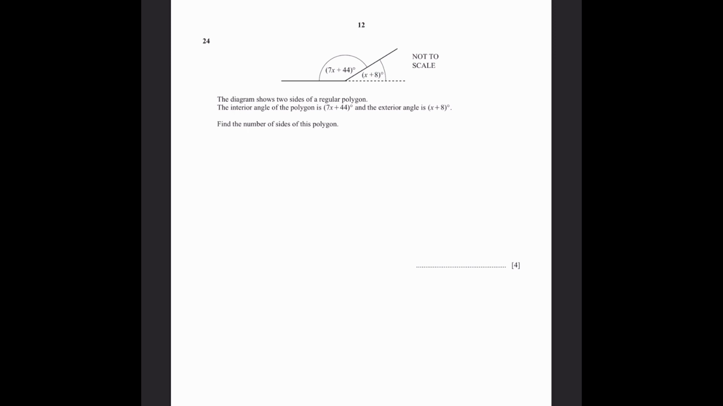Question 24. The diagram shows two sides of a regular polygon. The interior angle is 7x plus 44 and the exterior is x plus 8. Find the number of sides of this polygon. So we can add them up to get 180 degrees since interior angle plus exterior angle is 180 degrees. So we can say that 7x plus 44 plus x plus 8 is equal to 180. That means 8x plus 52 is 180. 8x equals 128 degrees. And x is equal to 128 by 8, which is equal to 16 degrees.